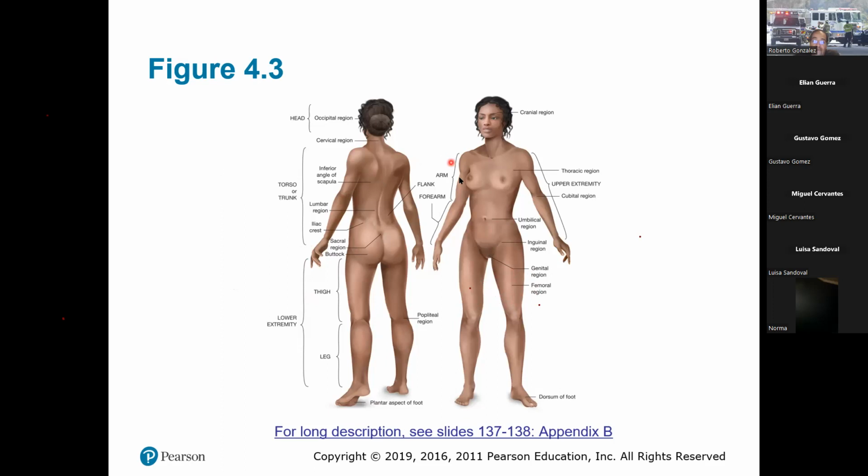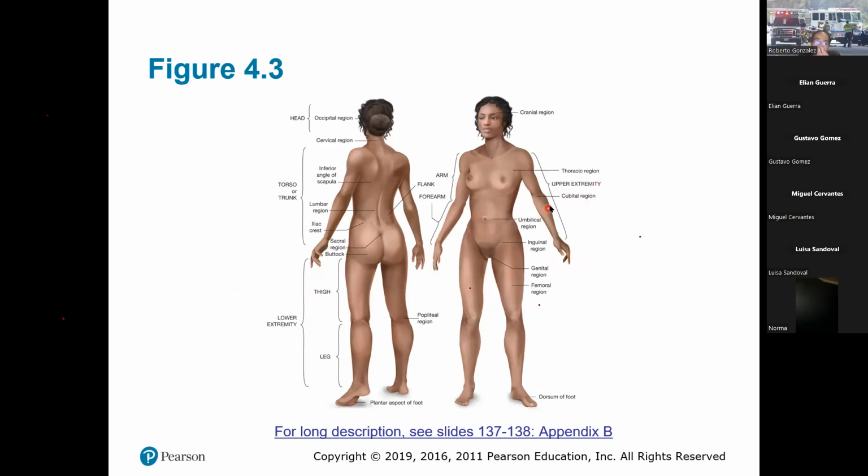Of course, you have the arm, and then you have the forearm. The arm would be the upper section of the arm. The forearm would be the lower section. Of course, you have your hand. The thoracic region basically is the thorax, which is basically the upper chest.